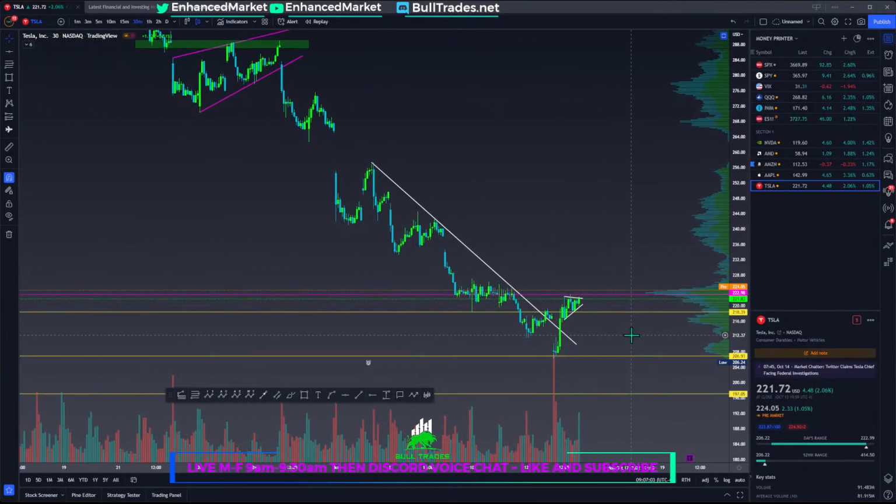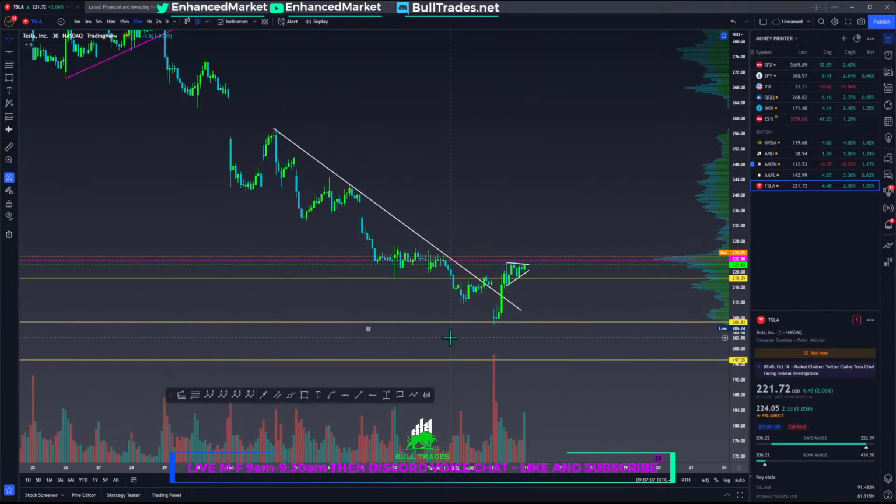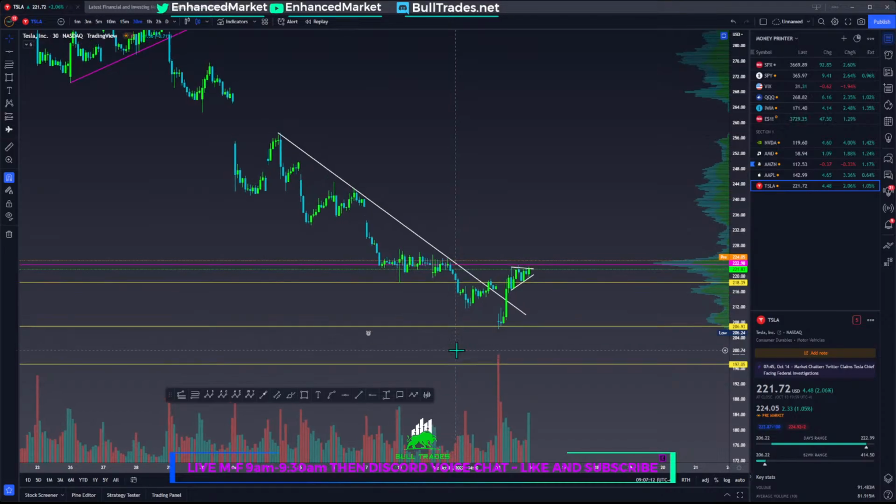Will I be alerting in the analyst alert or the challenge account? It depends which account I take the trade on. Analyst alert is a trade in my main account. Challenge account is a challenge account play.